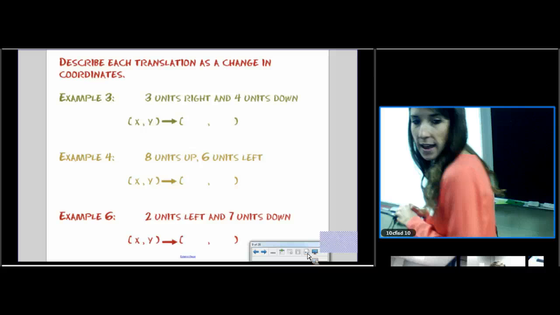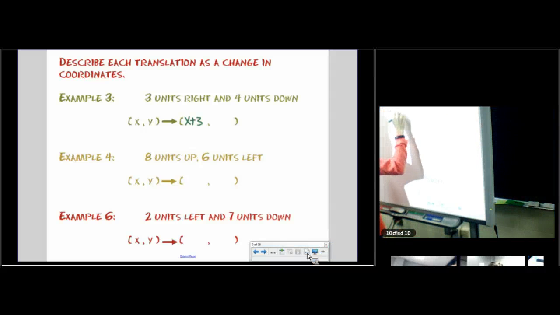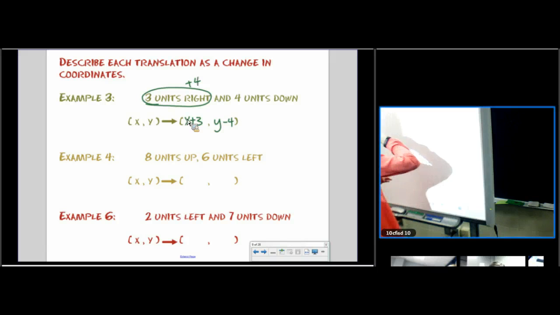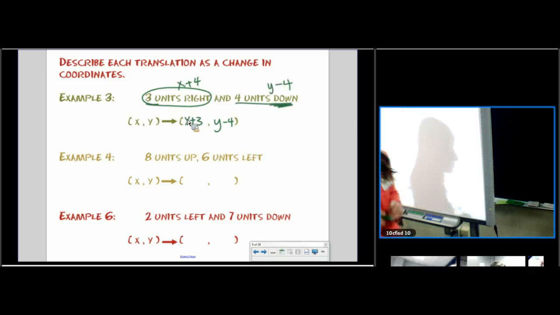Thank you, Quan. Okay, x plus 3 and y minus 4. So we know 3 to the right means we're going in the positive direction as far as x goes, and 4 down means we're going in the negative direction as far as y goes. Very good.